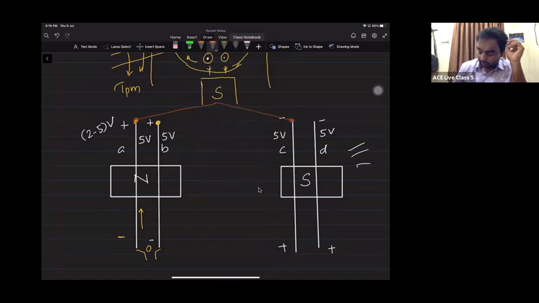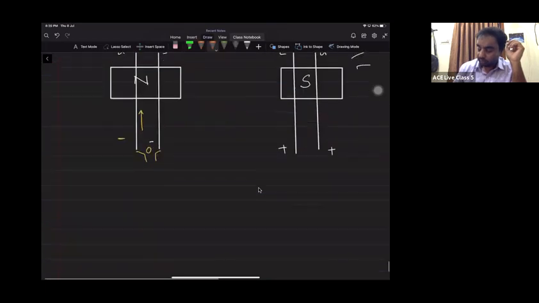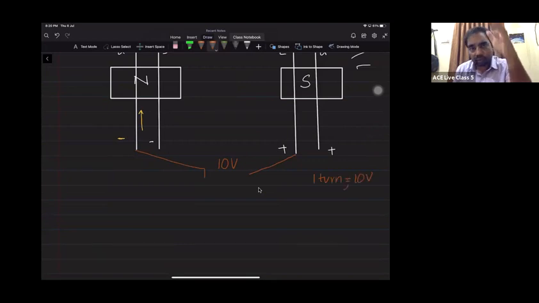Then you can see low potential to high potential is a rise. Again, low potential to high potential is a rise. Again, it is minus to plus, a rise. So what is the voltage I'll get here? The voltage I'll get here is 10 volts. This we call one turn. So after one turn, what is the voltage we are having here? 10 volts. Is this point clear? Confirm me.